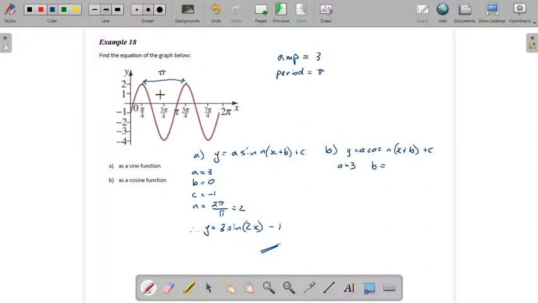Now normally cosine starts on the y-axis up the top, but it's actually shifted across, and by looking at the scale there, it's shifted across pi on 4 units to the right, which means b is negative pi on 4. Our value for c is -1, and our value for n is 2. So then we can put into our rule y equals a cos, so it's 3 cos 2x minus pi on 4, because it's shifted to the right pi on 4 units, -1, and that's our rule.